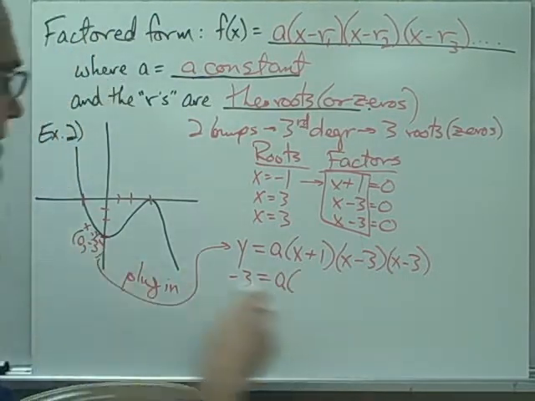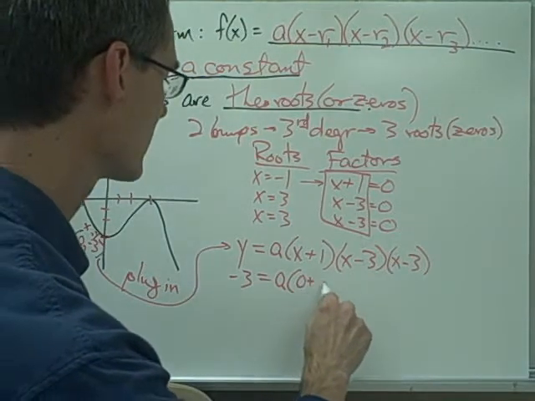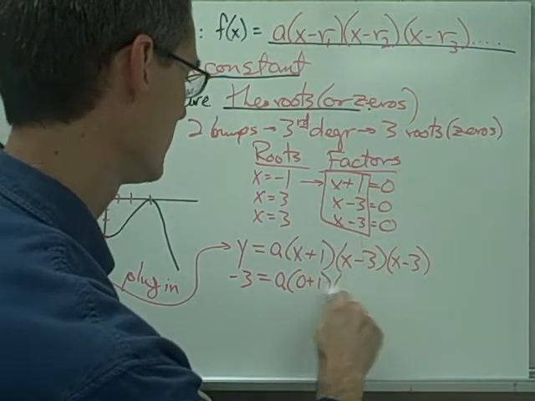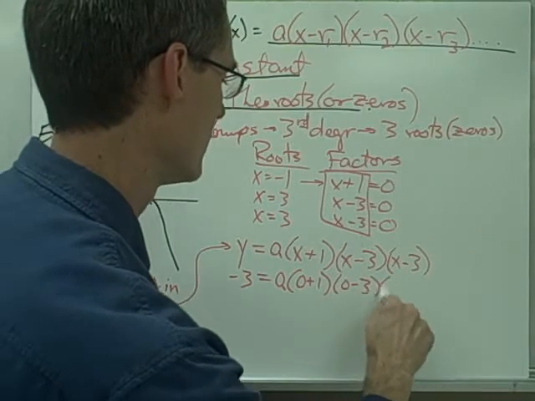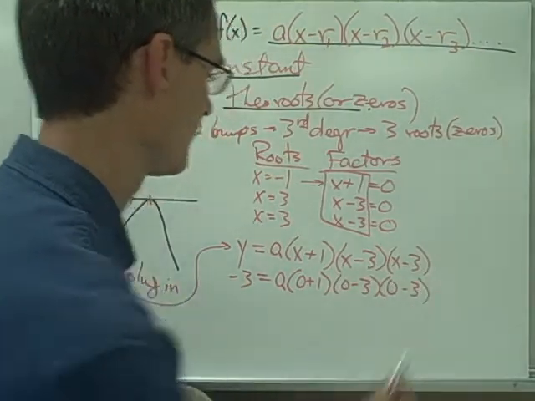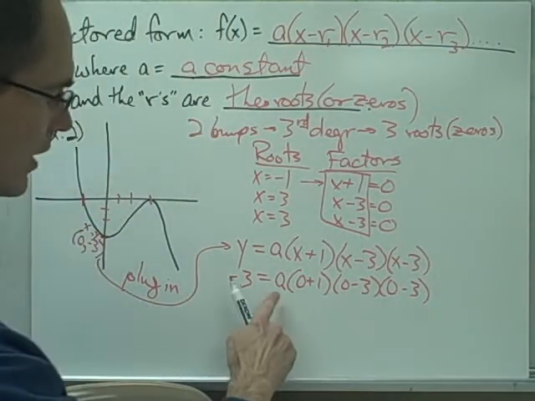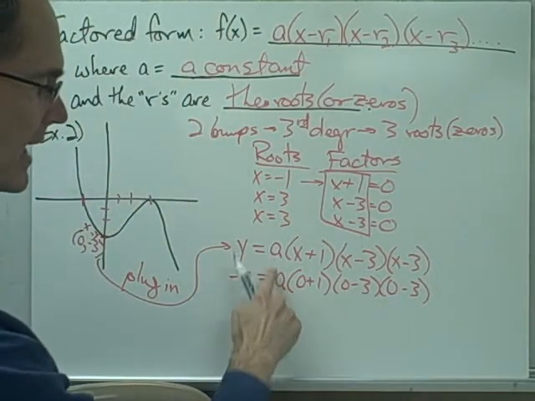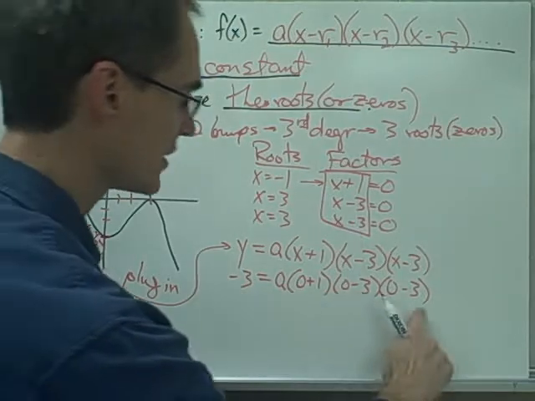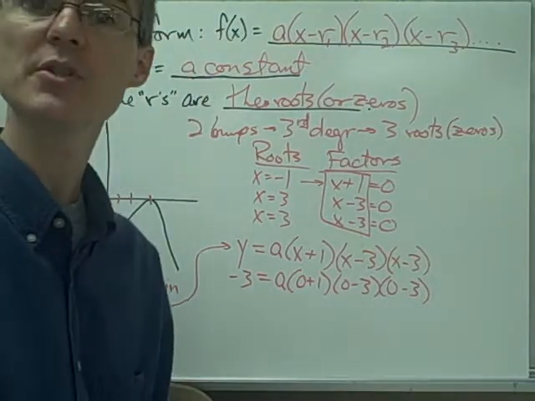My x value is 0, so everywhere I've got an x, I'm going to plug in this 0. X equals 0. Well, now what I have is an equation, and I have one unknown, a. I'm looking for the value of a. That's the only unknown in this equation, so I should be able to solve this equation.